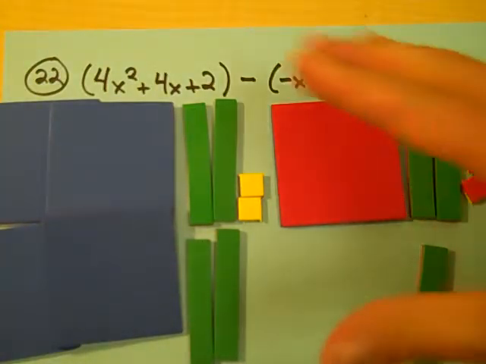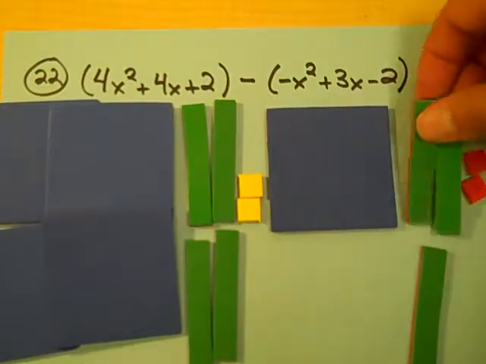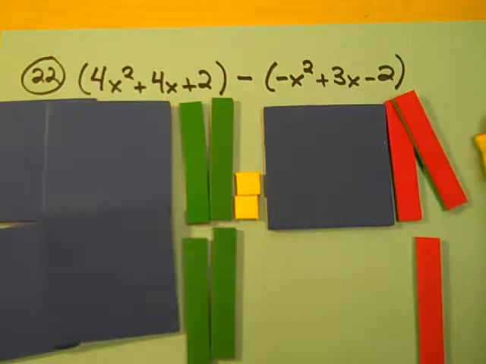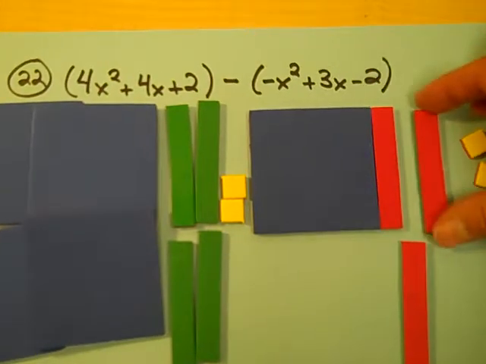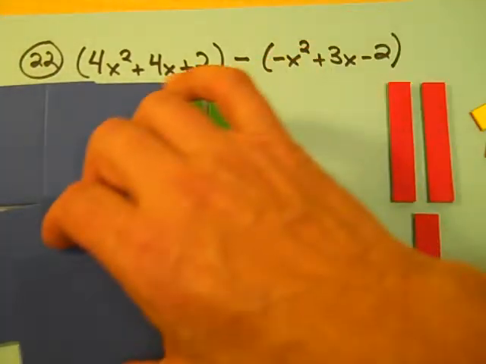Okay, so we're going to do the opposite. We're going to flip that, flip that, and flip that. Okay, now we're cooking. So everything is the opposite of what it was before. Now we'll go through and we'll simplify. So put all those together.